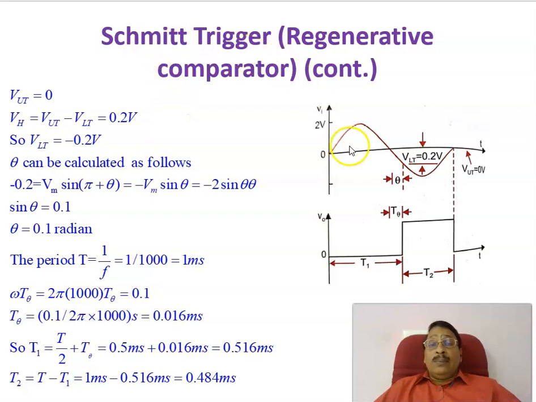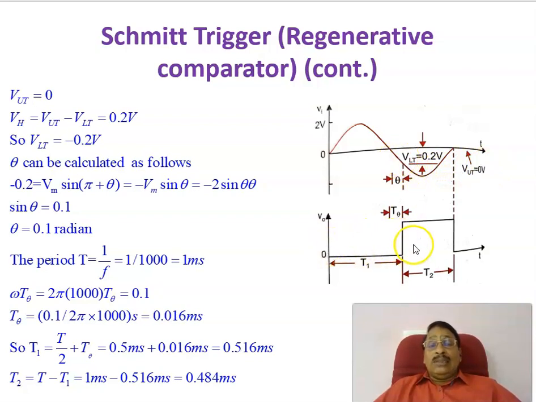Continuing the previous problem, this is the input given and you are asked to find T1 and T2. We have calculated that the upper threshold voltage is 0 and the lower threshold voltage is minus 0.2, and this is the minus 0.2 level. You are asked to find out this time T1.